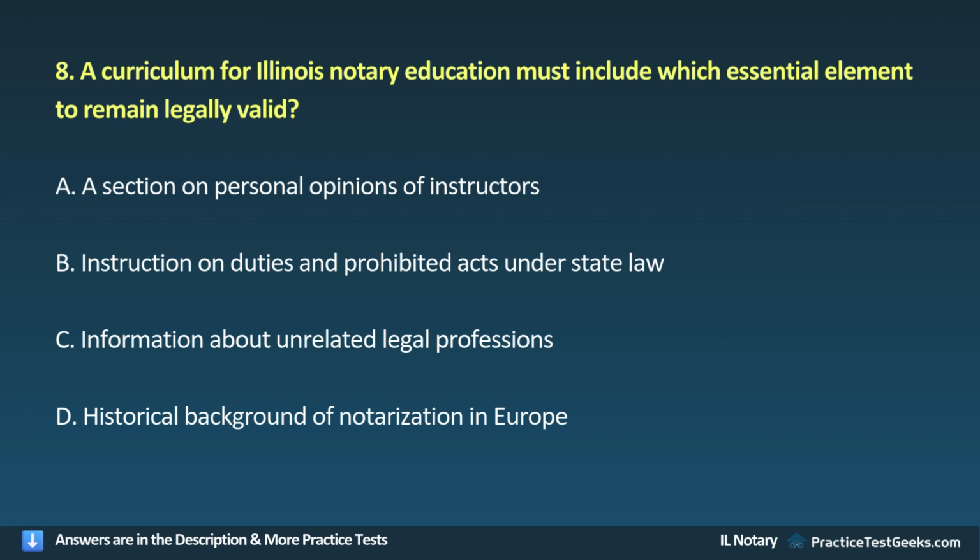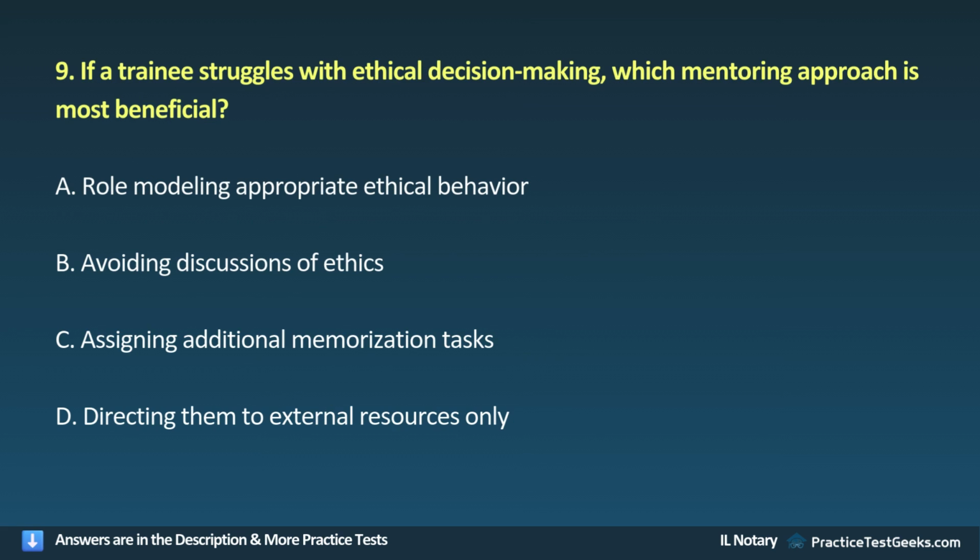C. Information about unrelated legal professions. D. Historical background of notarization in Europe. 9. If a trainee struggles with ethical decision-making, which mentoring approach is most beneficial? A. Role modeling appropriate ethical behavior. B. Avoiding discussions of ethics.